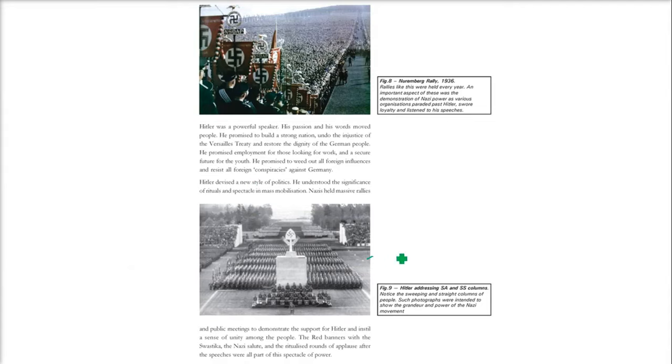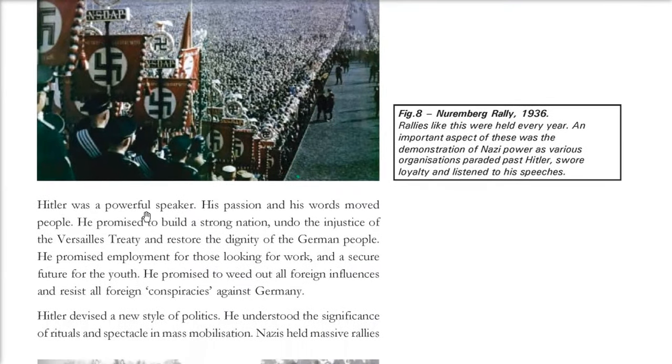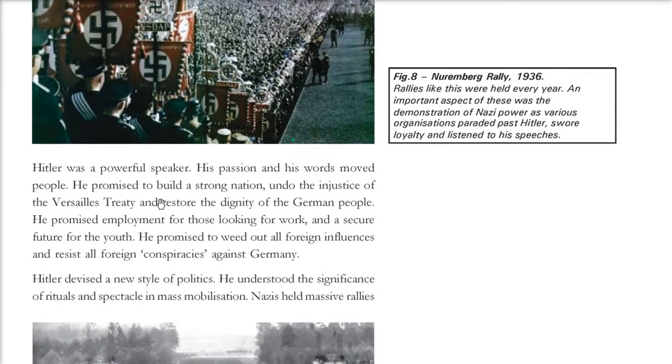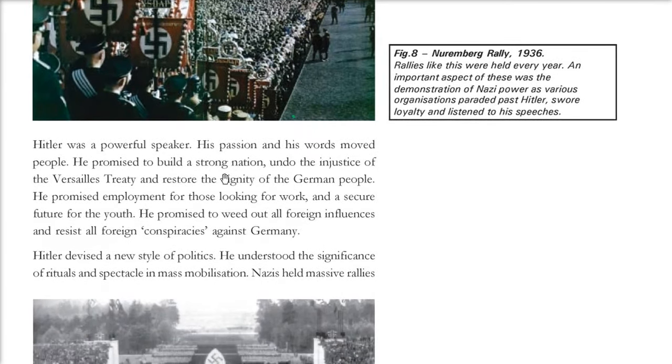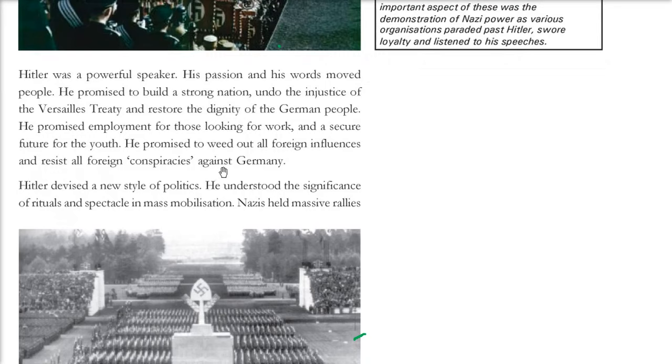So why did Hitler rise to power? It was not just that people were not having a very good life, but Hitler was a very, very powerful speaker. His words motivated people. He promised to build a strong nation, and to restore the dignity lost through the injustice German people went through with the Versailles Treaty. He promised employment and a secure future for the youth. He also promised to weed out all the foreign influences and conspiracies against Germany. So it was a new style of politics.